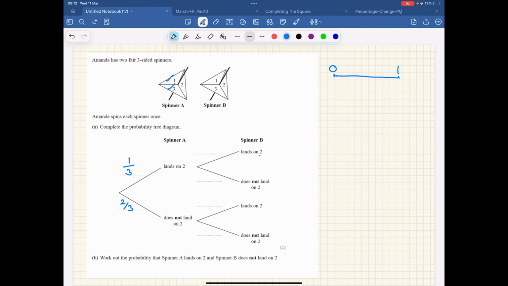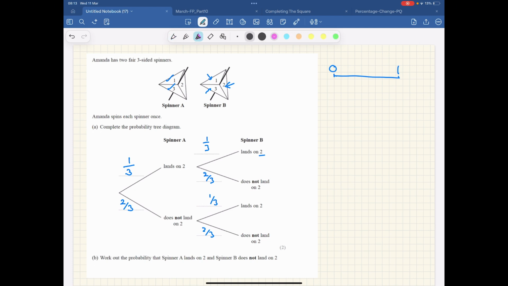Spinner B lands on a 2, again, just 1 out of 3 chances. Does not land on a 2, that's 2 out of 3 chances. And then we repeat that again, 1/3 for landing on 2, 2/3 for not landing on 2. Finally, work out the probability that spinner A lands on a 2 and spinner B does not land on a 2. So we multiply across the branches.